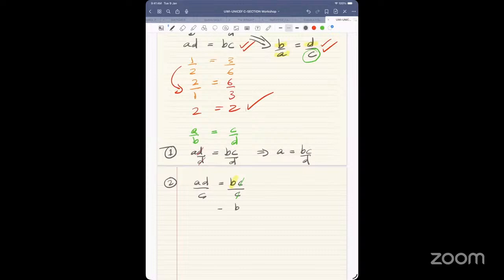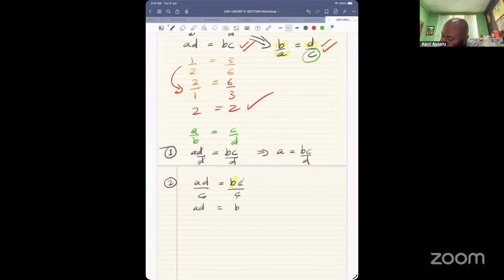So B is equal to what? A times D over C. So we have made B the subject now. And I can write it like this, I can reorient it. It's the same thing as saying B is equal to AD over C, right? These two things are the same, correct?